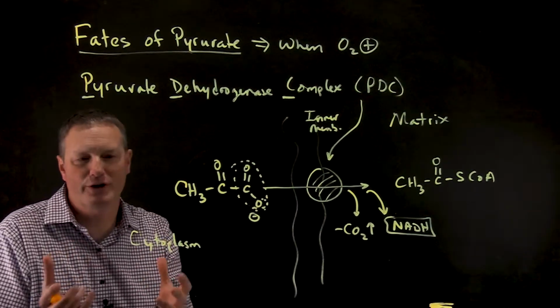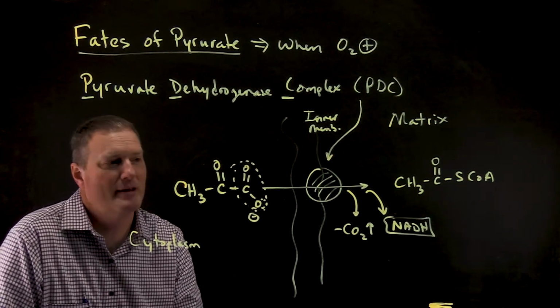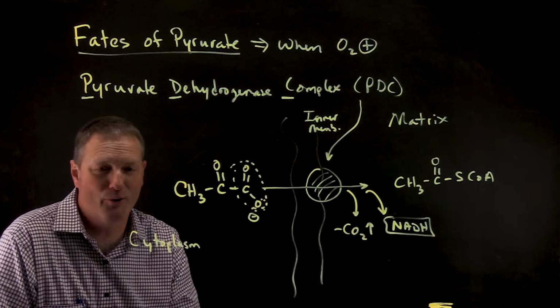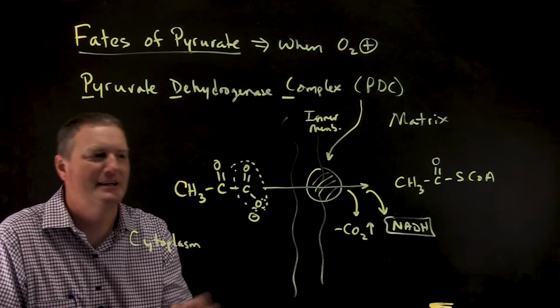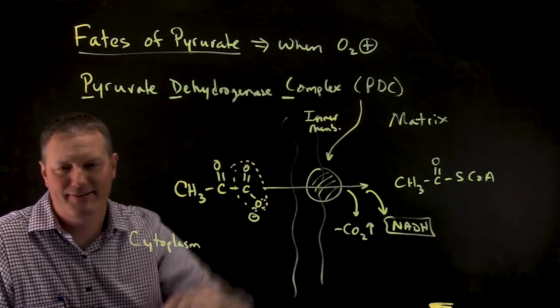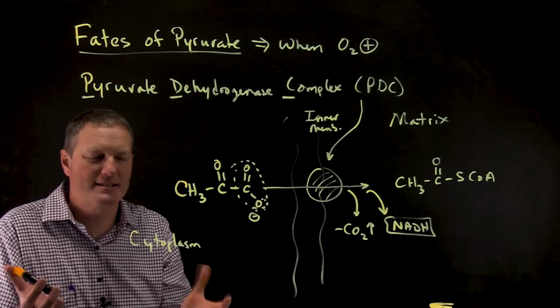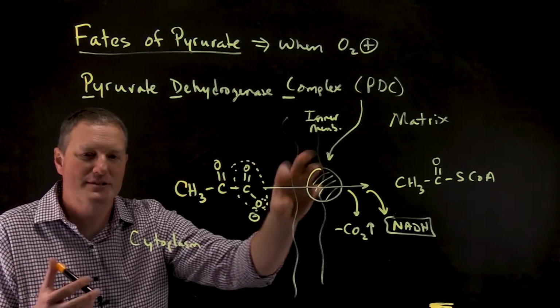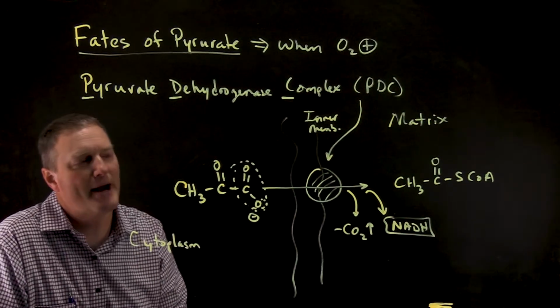The three-dimensional structure actually kind of reminds me of something you might be familiar with. If you've ever watched the movie Star Wars, you remember the Death Star. I like to make the analogy that the PDC is kind of like the Death Star enzyme. It's a very large, multi-layered complex. Pyruvate floats in, and there's several enzymes in this complex that ultimately spit out acetyl-CoA.